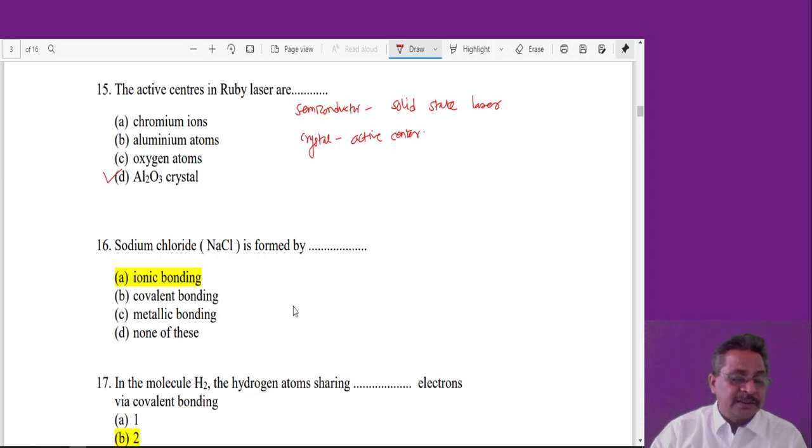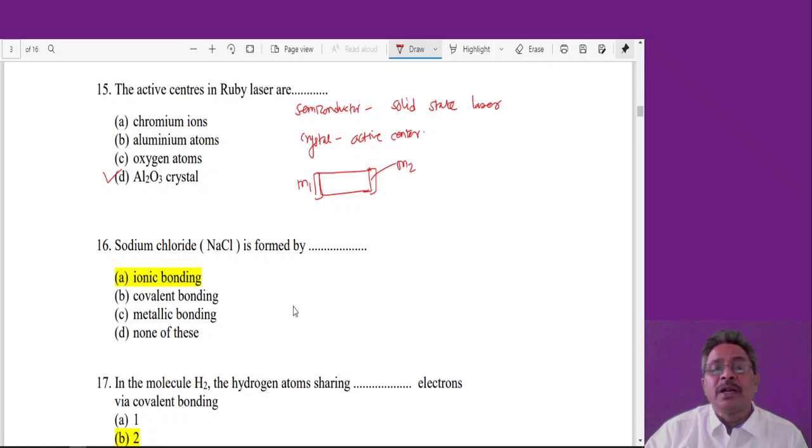And this active center, I think you have drawn this diagram earlier. This is the major part of the active center, and there are two mirrors. Mirror M2 is semi-transparent, and mirror M1 is the completely reflecting mirror.